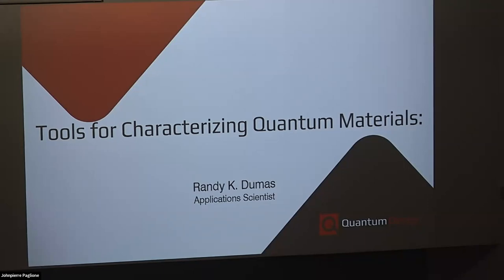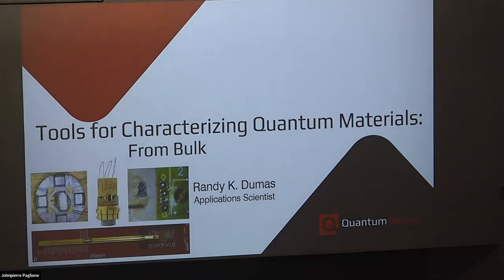Now, hopefully this talk is very useful for you. The general theme of this talk is going to be going from bulk, so big chunks of stuff. So this is a heat capacity puck. I don't know what these samples are. I can't remember. Thermal transport puck, our resistivity, or electric transport puck. This is just the palladium standard for magnetometry here. And I'm the magnetism guy at Quantum Design. So I'm going to be primarily focused on our magnetic property measurement systems. But if you got other questions, feel free to reach out.